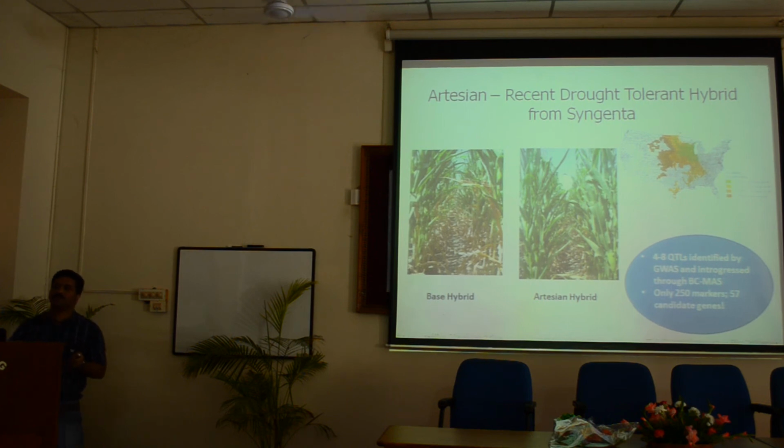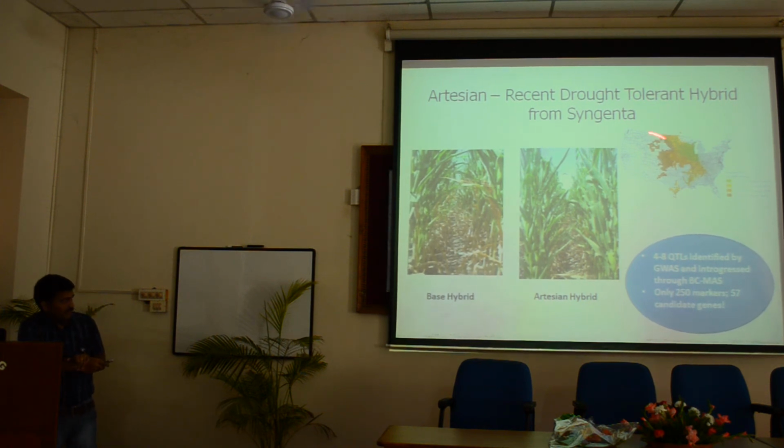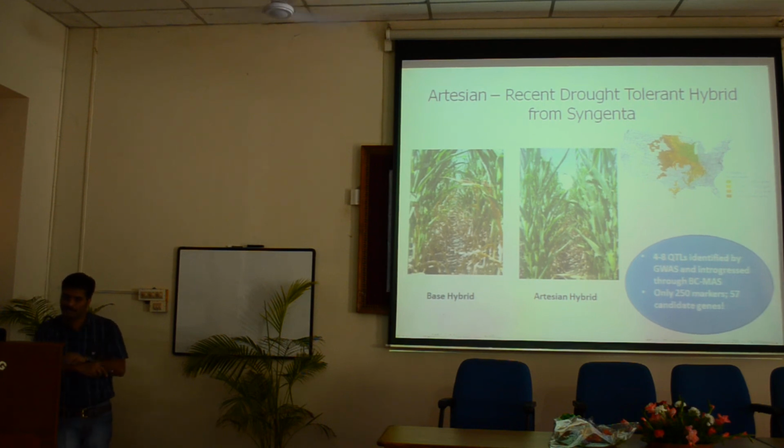And what is the guarantee that this method will help in hybrid development? Have you heard about this product? It's called Artesian. This is a product from Syngenta. It's a maize hybrid. It was released in the US for the Corn Belt, what we call the Midwestern Corn Belt of the US. And this hybrid was actually developed through association mapping, and it was based on very crude association mapping.